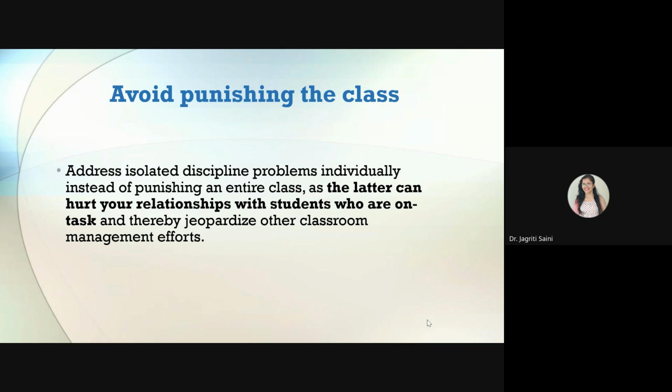So we need to identify things carefully first: where the problem originated, how it may have ignited, or what we can do to solve it, instead of just punishing students directly.